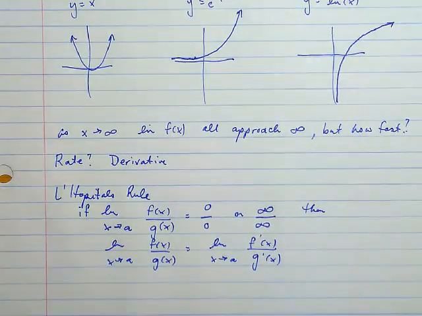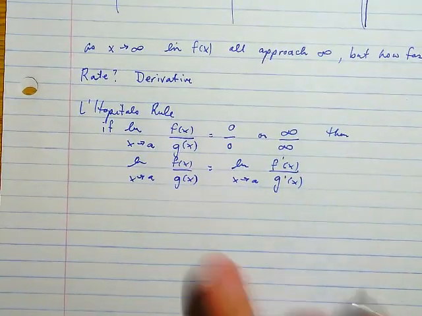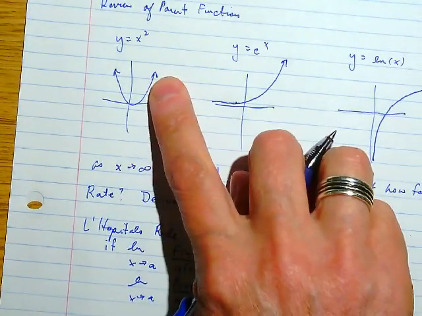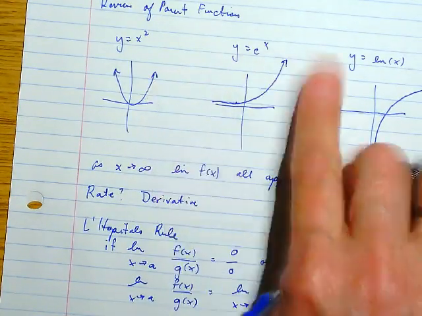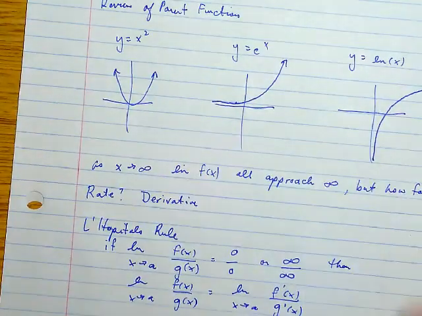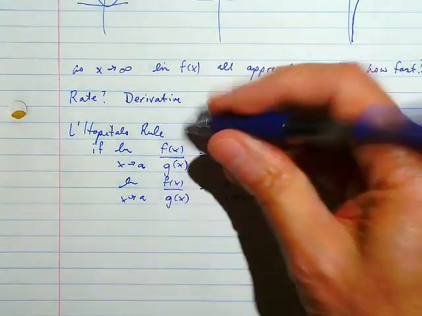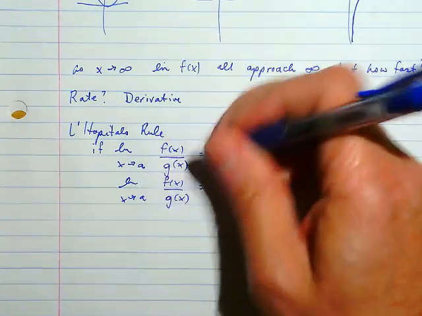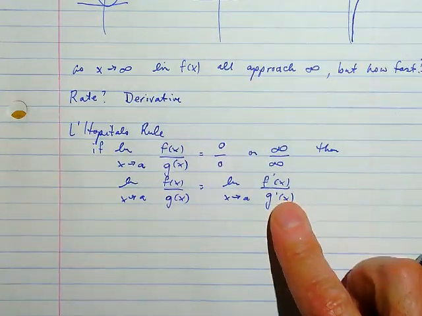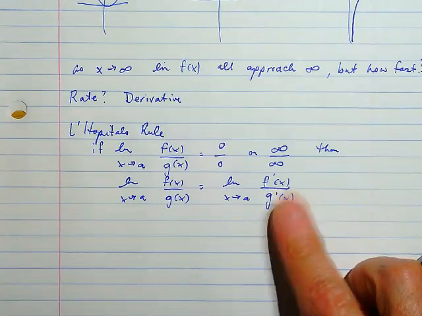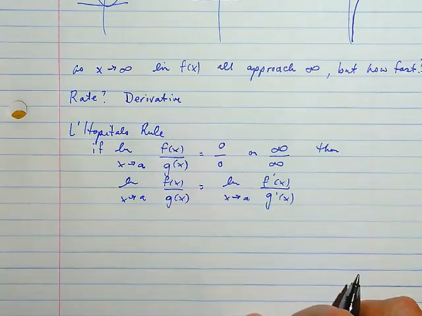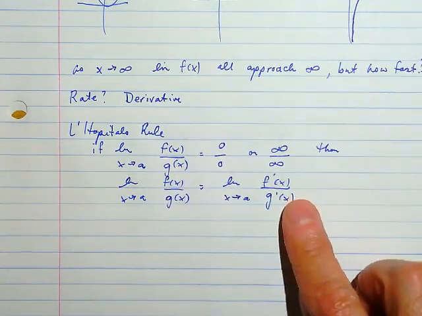Okay? What that says is that I'm looking at the rate of change of these functions, which one's going to get to infinity faster? We're comparing those rates of change. And we can find the overall limit of this ratio, f over g, as the ratio of its derivatives. Okay, so you're comparing now not necessarily the functions, but their rates of change.